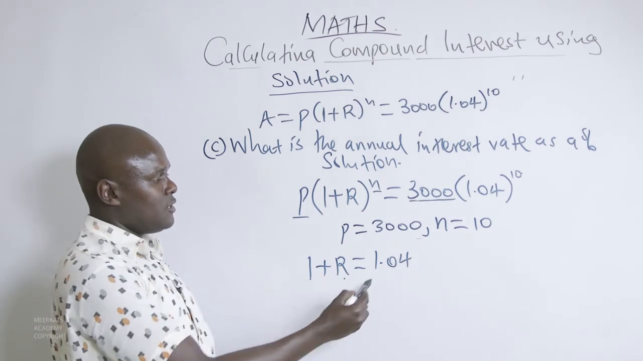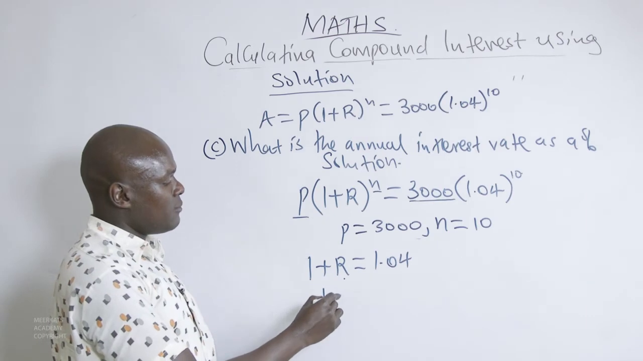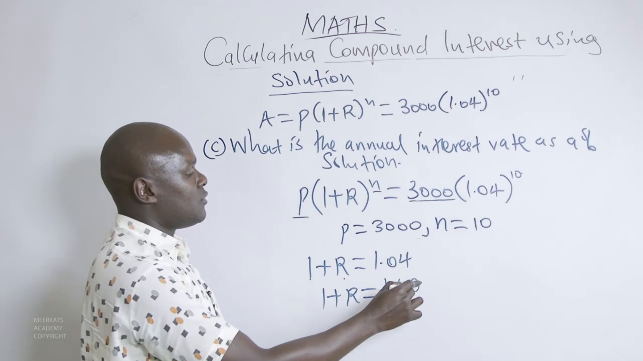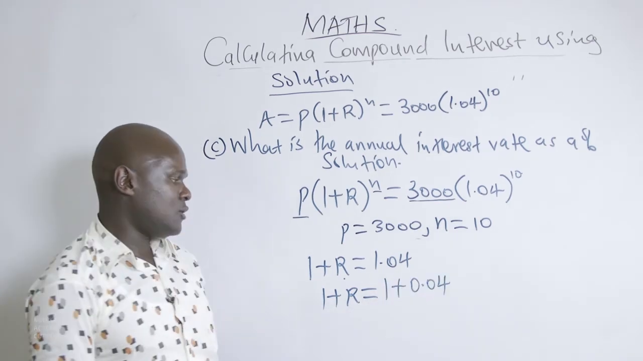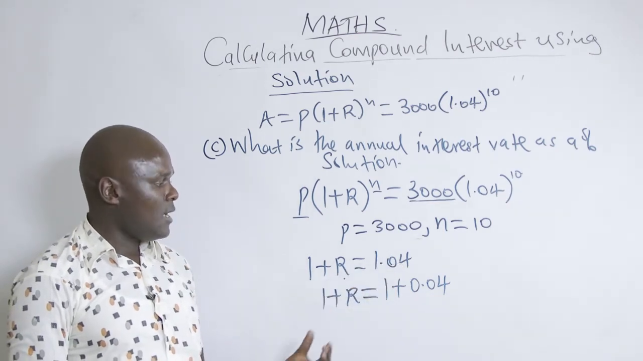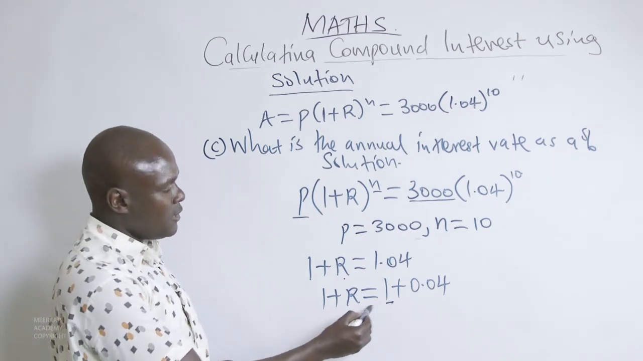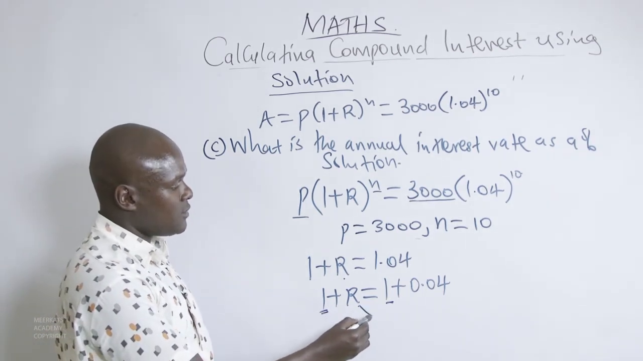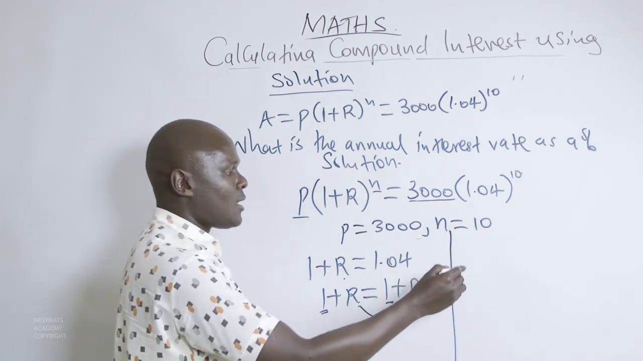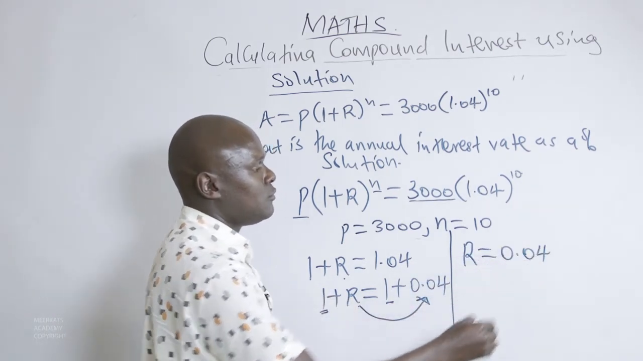What is r? It requires us to split this number on the right hand side, where we'll have 1 plus r being equal to 1 plus 0.04, such that when you add these you get this number here, and the same will be applied on the other side of the equation, so that our 1 here will be equivalent to this, and this r will be equal to that. So this means our rate will be equal to 0.04.